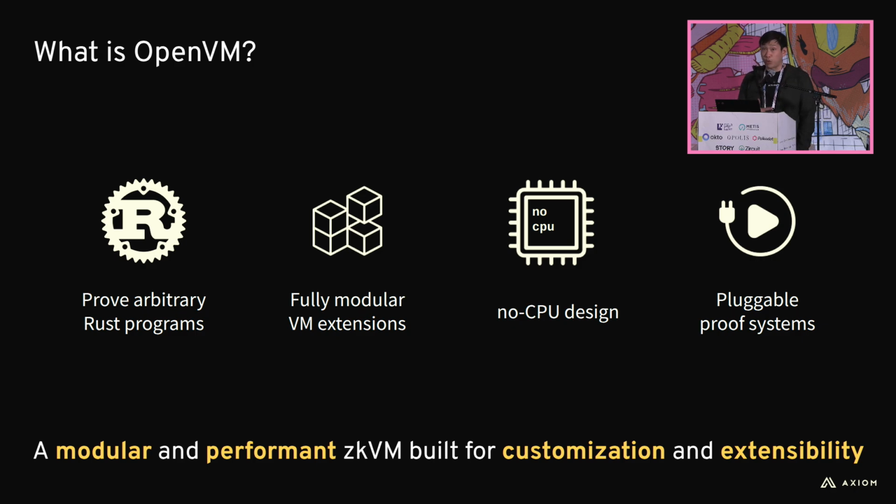The first is just what OpenVM does at the developer level in terms of allowing developers to prove the execution of arbitrary Rust programs. Then I'll talk about the modularity property, which allows developers to generate proofs for programs in arbitrary ISAs. And finally, talk a little bit about what happens behind the scenes to enable this.